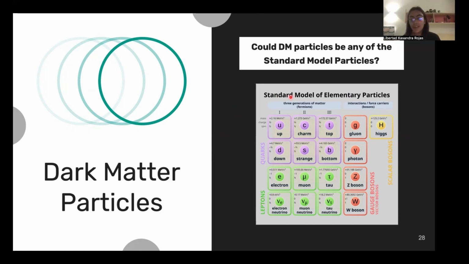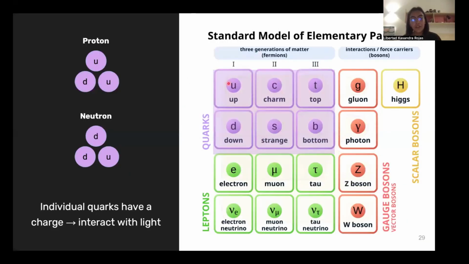Everything that you see and everything that's part of regular matter is made up of these elementary particles. Now we're just going to take a tour over the different groups of standard model particles, and we're going to see why they cannot be dark matter particles. First of all, we have quarks. A cool fact about quarks is that they don't like to be alone. They like to be bound together. As you can see, quarks make up protons and neutrons, the same protons and neutrons you see at the center of the nucleus in an atom. But quarks have charge. So individual quarks have a charge.